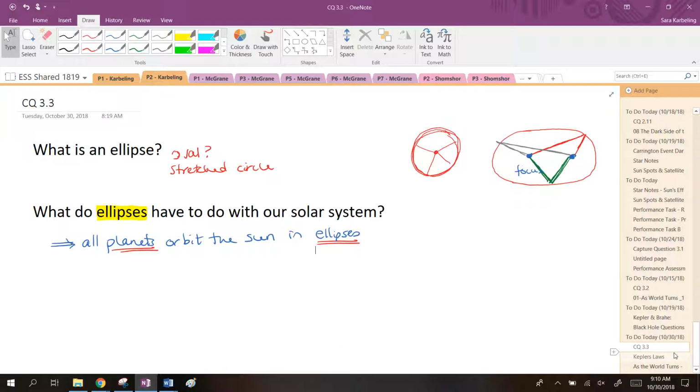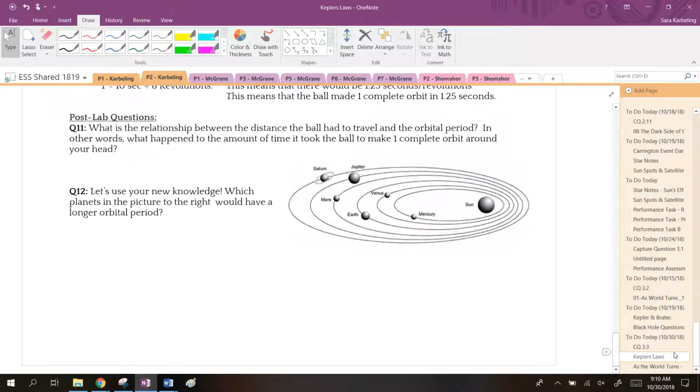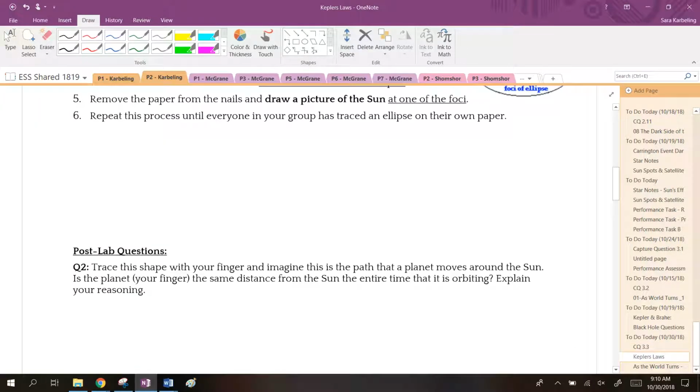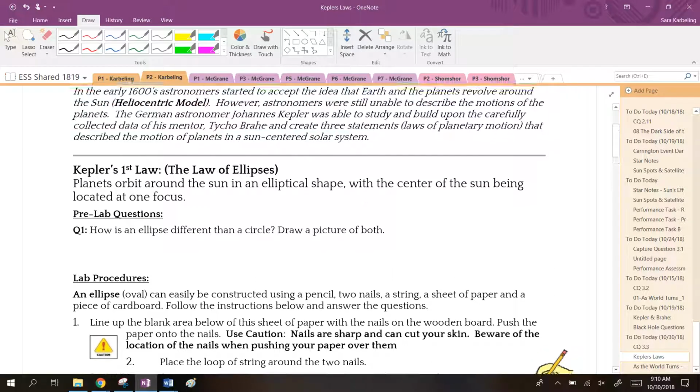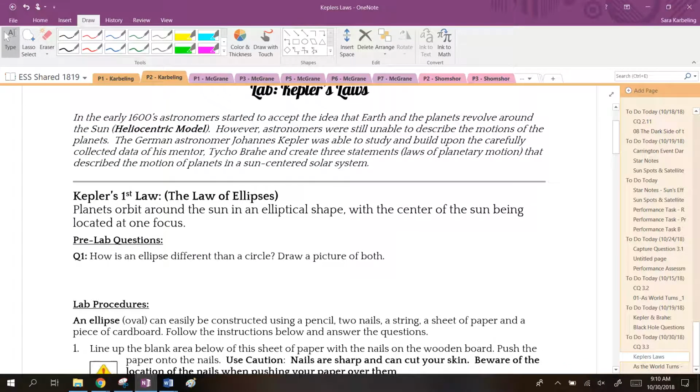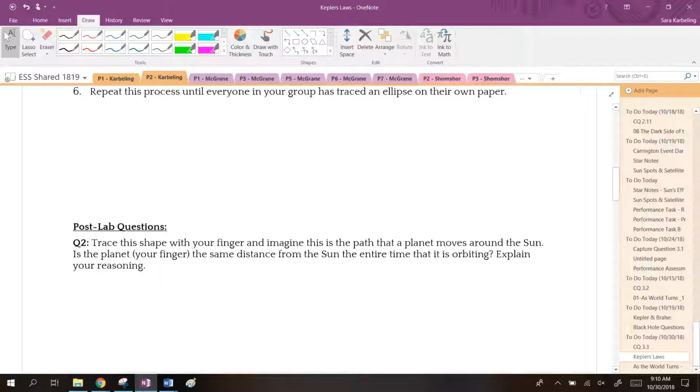Questions about this before we move on? Okay, pull out that green sheet you got. So this is the one that we started yesterday. You did the first law yesterday. Planets orbit around the sun in an elliptical shape with the center of the sun being located at one focus. That's cool. You did that yesterday. Did we answer this post-lab question yesterday? Yeah? Trace the shape with your finger.